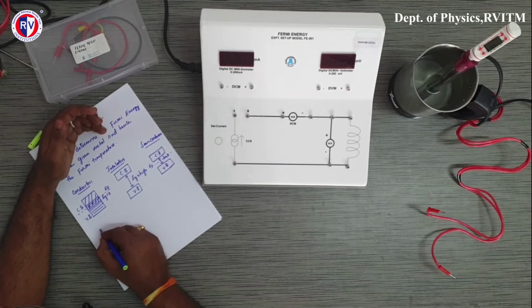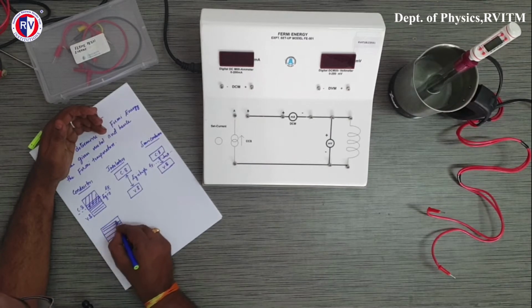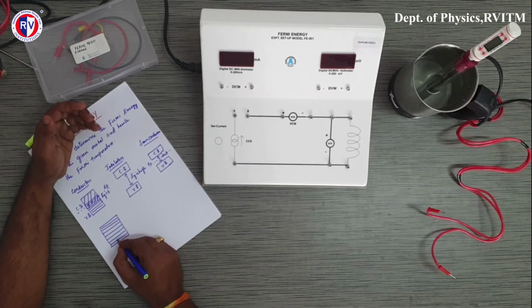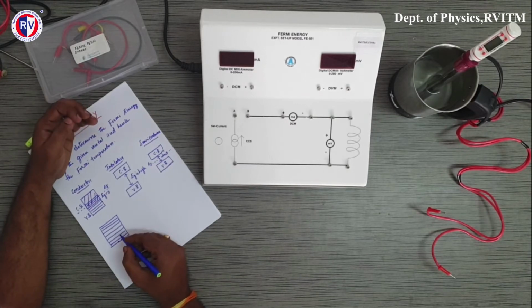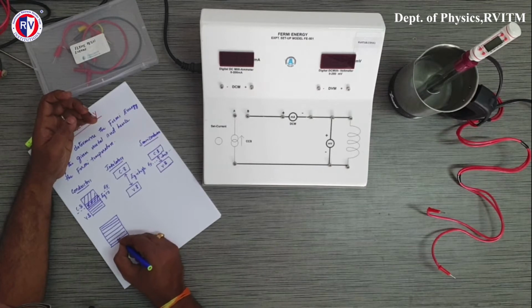Suppose I take this as the band, and these energy levels are quantized. Since it's a pool of electrons, they will try to occupy from the ground state. Say for example this is the ground state. According to the Pauli exclusion principle, a maximum of only 2 electrons can occupy each energy level. So 2 electrons will occupy like this. Say for example the last electron will occupy this level.